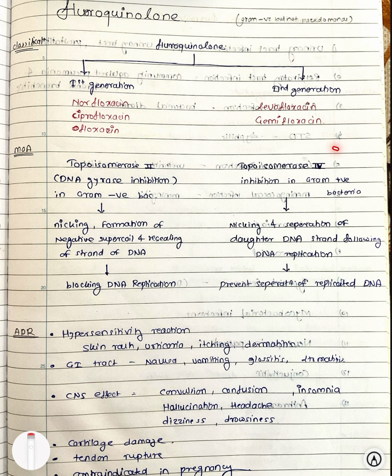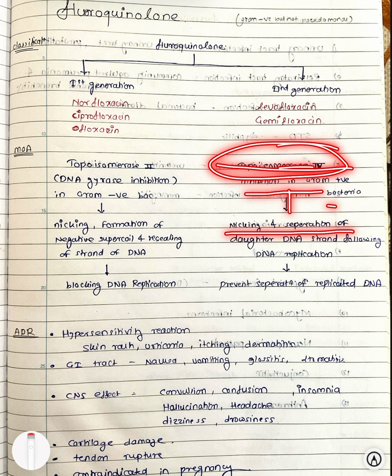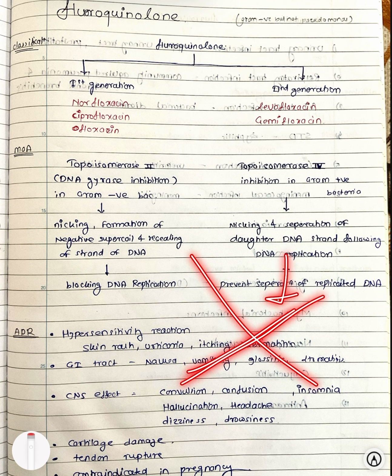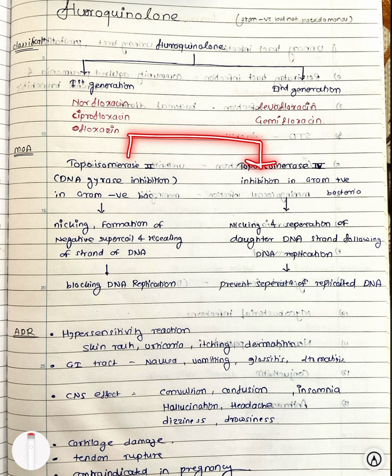With the help of topoisomerase 4, there is an inhibition in the gram-positive bacteria only. The nicking and the separation of the daughter DNA strands following DNA replication will be prevented, and by this prevention of the separation of the replicated DNA, the multiplication of the microorganism is prevented. By these two kinds of action, fluoroquinolone will prevent the growth and multiplication of the microorganism.